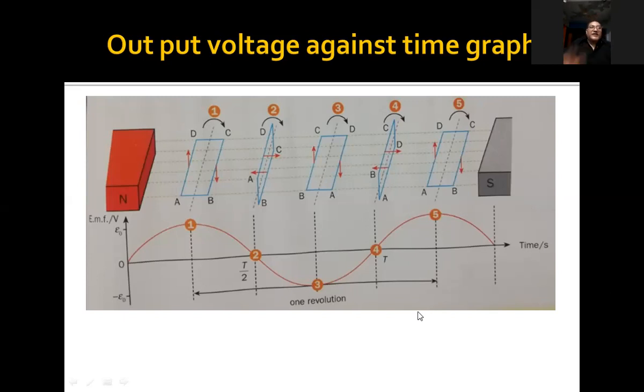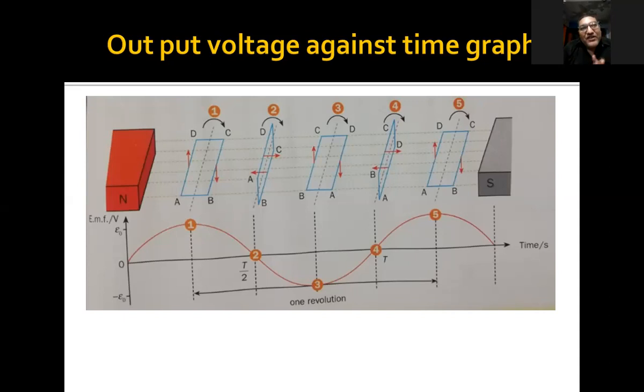So you see, when this coil continues to rotate, what happens? The EMF is induced.